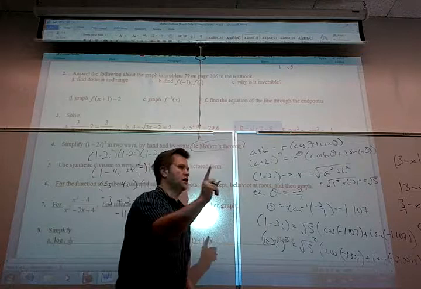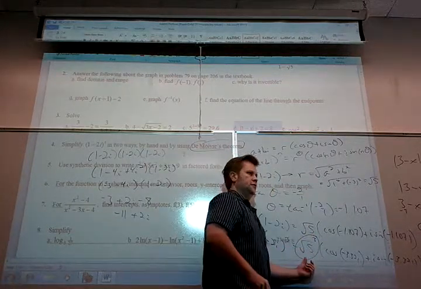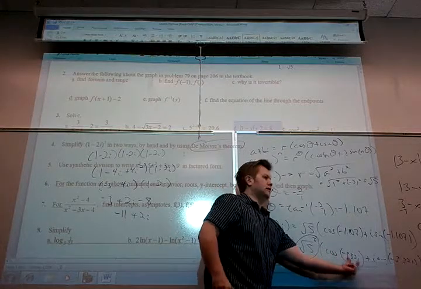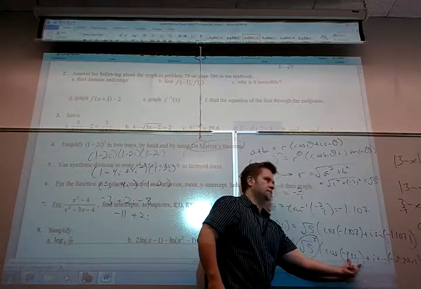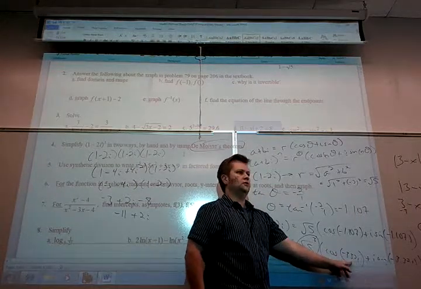Now, somebody try this out for me. Do square root of 5 cubed times the cosine of this. Make sure you're in radians. It's not going to be perfect because this is an approximation.